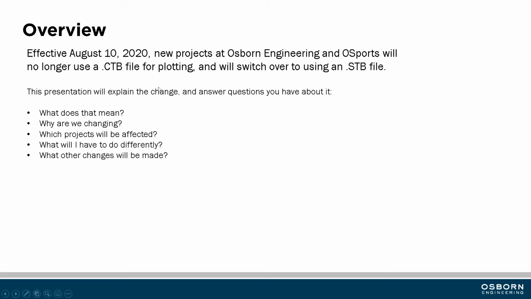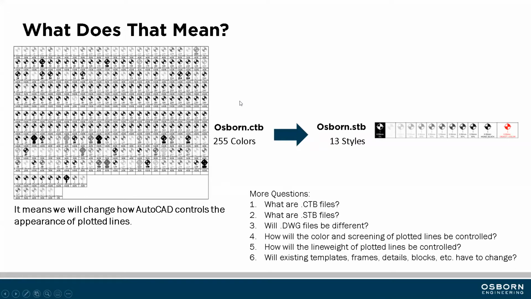So first, that sentence here in the larger letters. What does that even mean? What are these files and what do they do? So basically what that sentence means is that Osborne and O-Sports are going to change the method we use to control the thickness and color or gray value of plotted lines.